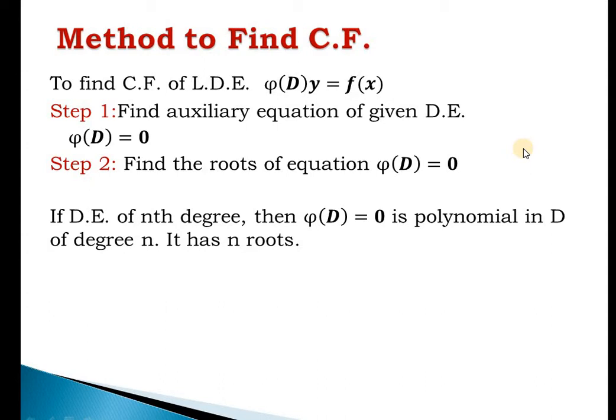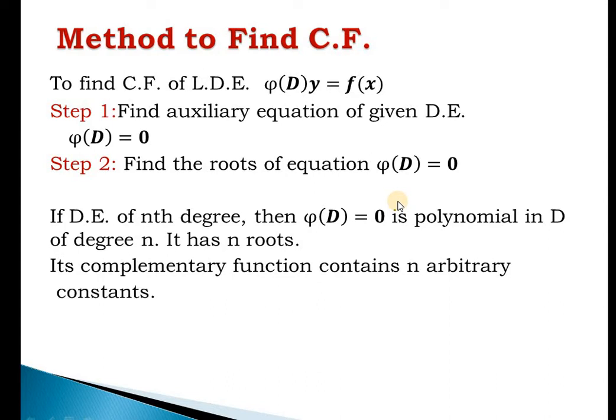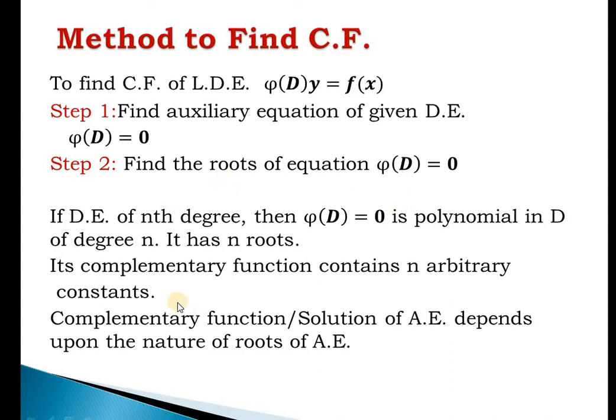Then after finding the roots of this auxiliary equation, we decide the nature of the complementary function, and the nature of the complementary function is dependent upon the nature of the roots. Now we know that if it is an nth order differential equation, then phi of D is an n degree polynomial, and if it is an n degree polynomial, it has n roots. So the complementary function contains n arbitrary constants.